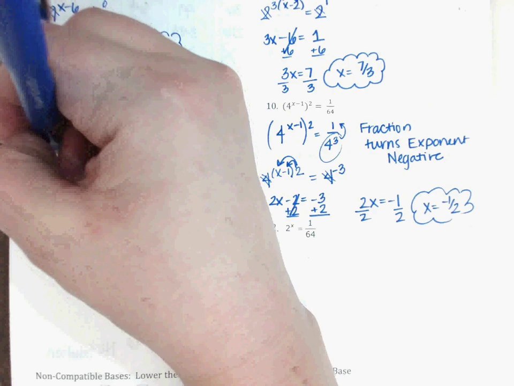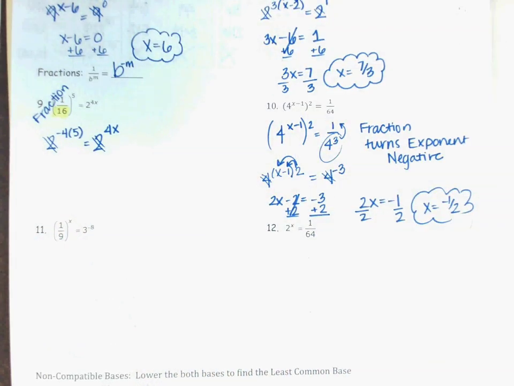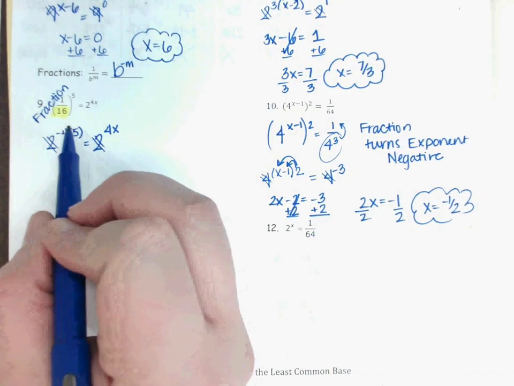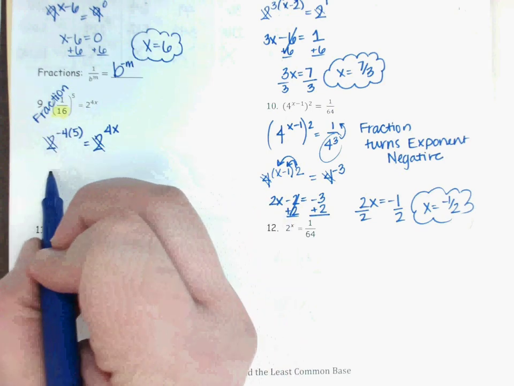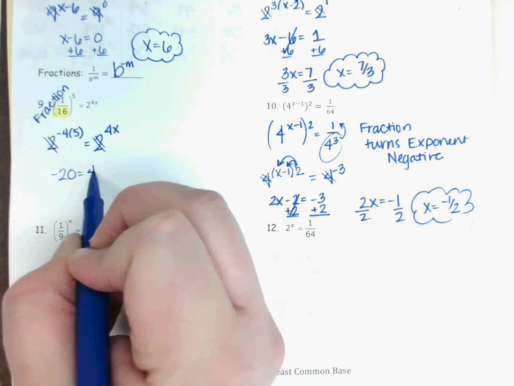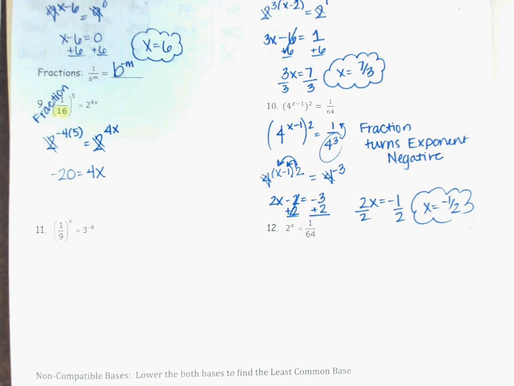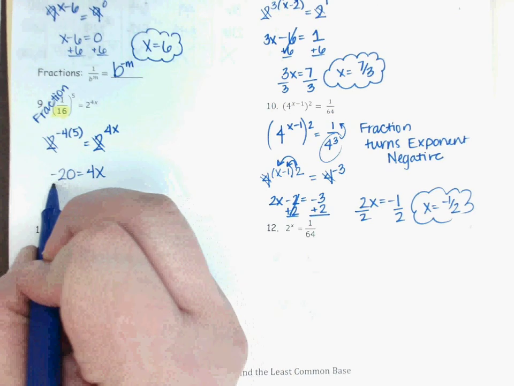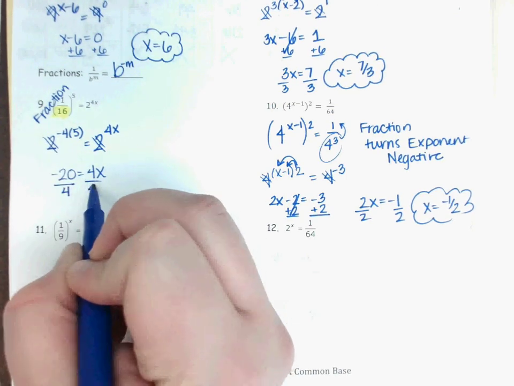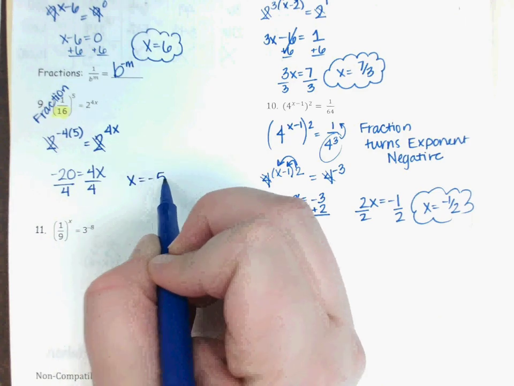Negative 4 times 5 gives me what? Yep. And then if that's equal to 4x, how do I get rid of the 4? Divided by 4. What's negative 20 divided by 4? Negative 5.